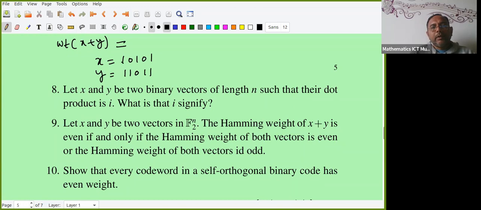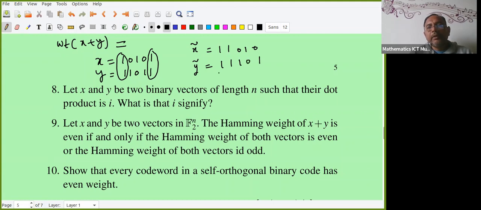So now here, these two positions I have ones. I'm putting them in the beginning. So x tilde, y tilde: 1, 1, right? The remaining I'll keep as it is: 0, 1, 0, and for y tilde 1, 1, 1, 0. I keep it like this. And again I can do one more thing.